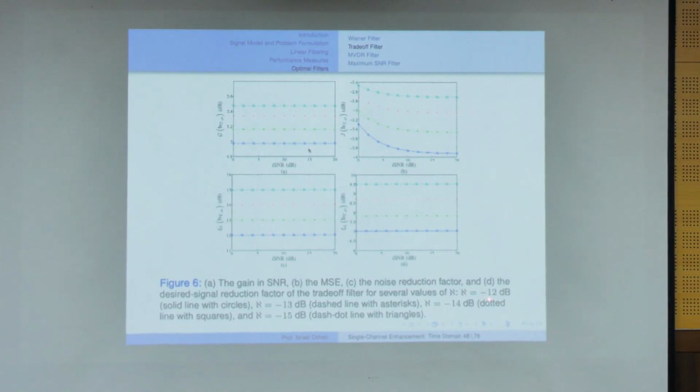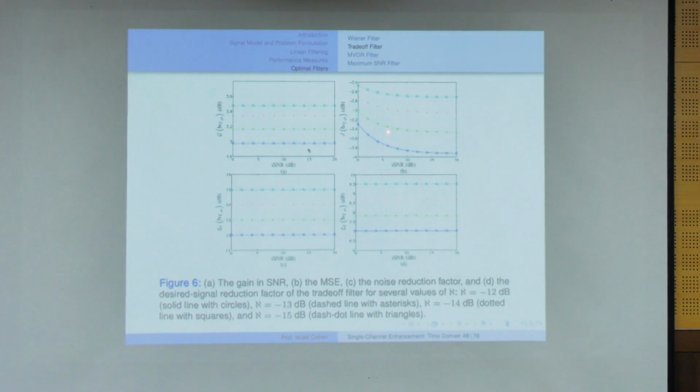So if aleph becomes lower, we increase the noise reduction. You see, we have more noise reduction. Aleph lower means that we want to reduce more noise. So aleph is lower: see blue, green, red, cyan. So we increase the noise reduction, and if we increase the noise reduction, we also get higher output SNR. So the gain in SNR also increases. But we pay for that. What happens to the desired signal reduction factor? Also it increases.